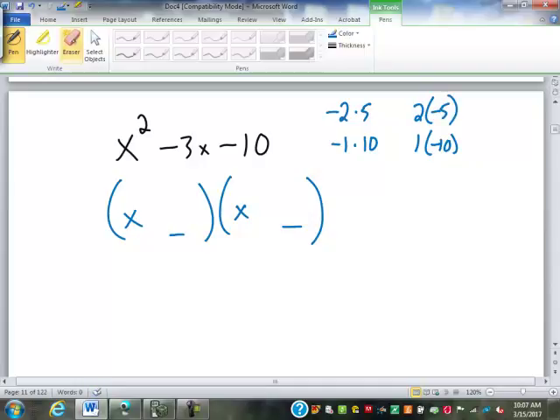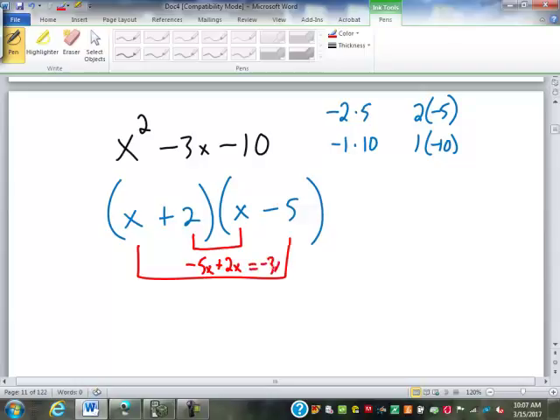Which combination do we want? Positive 2 and negative 5, because that's going to give us the negative 3. On the outside here, x times negative 5 is negative 5x. On the inside, 2 times x is positive 2x. Negative 5x plus 2x is a negative 3x, which is what we have there. So there is our factoring.